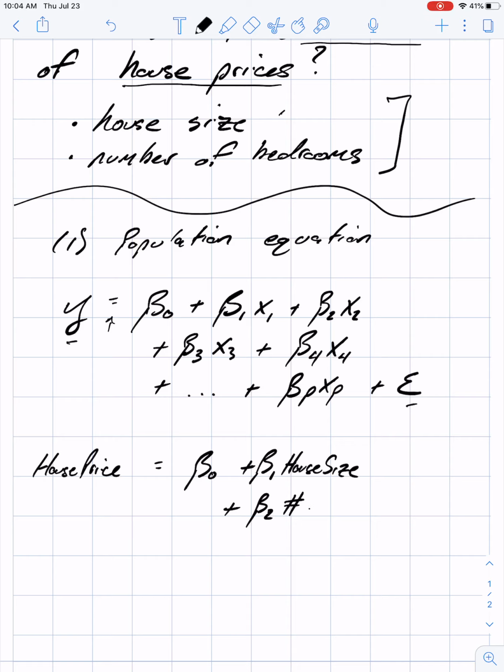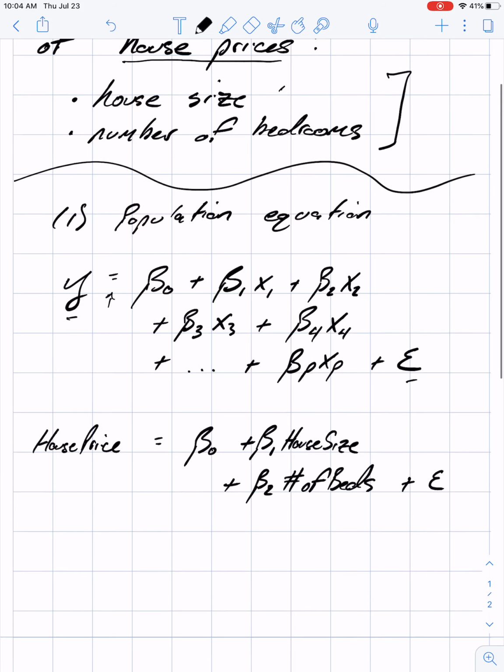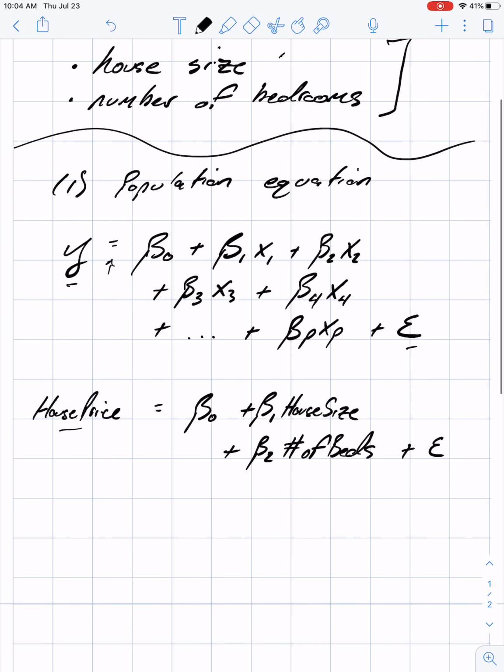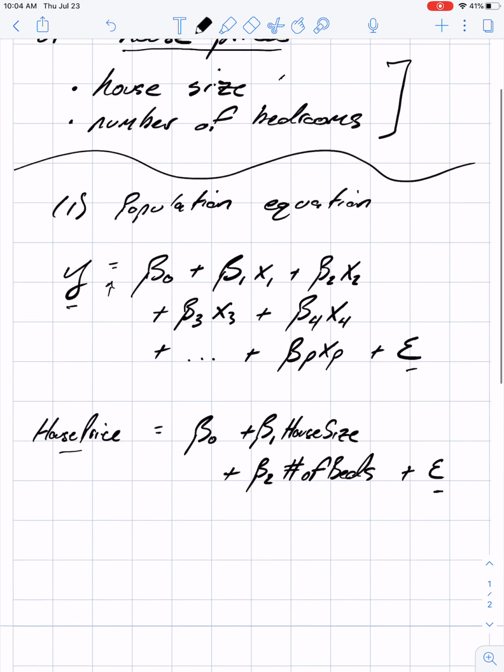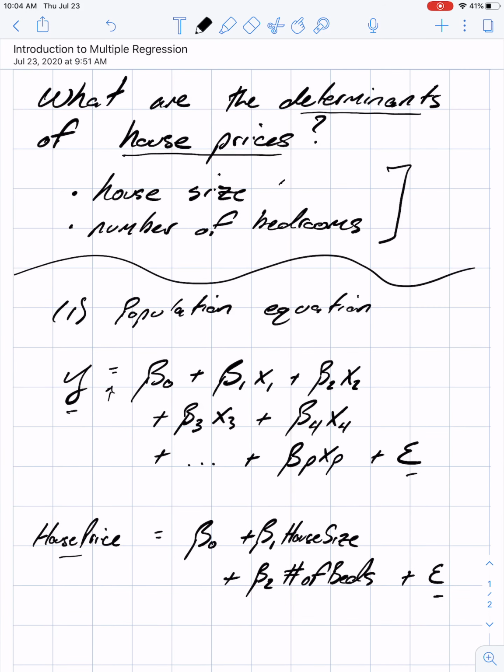I'll write it number of beds. So that's my second independent variable, and then plus epsilon because I have an error term. I don't think that house size and number of bedrooms will perfectly explain all house prices. So I think that they won't, that error term accounts for not perfectly explaining them. But I do think that they'll both affect house prices. Okay? So now we can set all this stuff up, this population equation stuff, before we ever look at data.